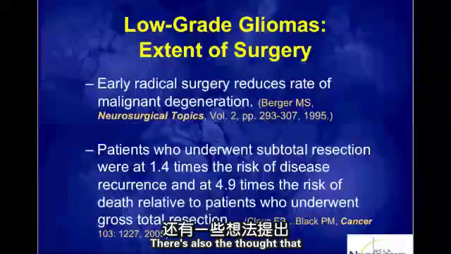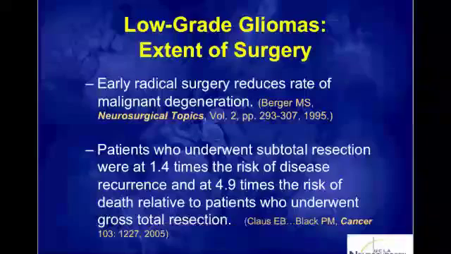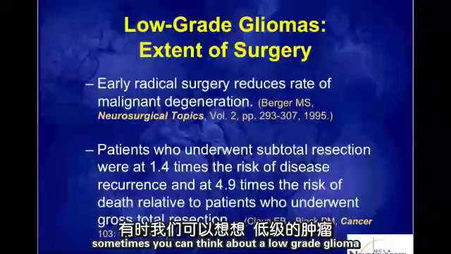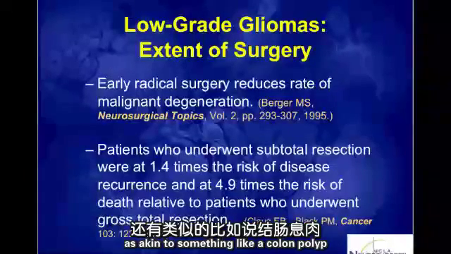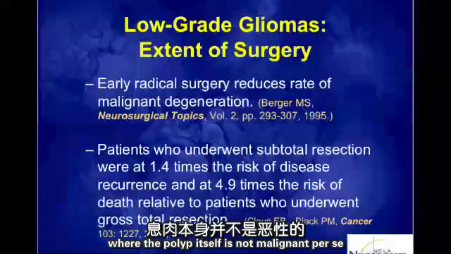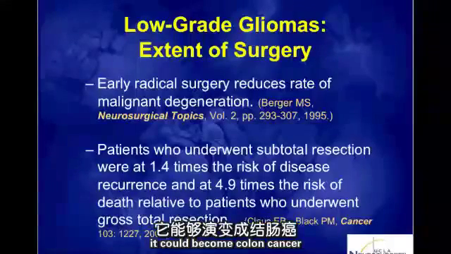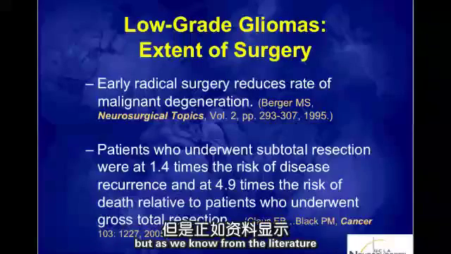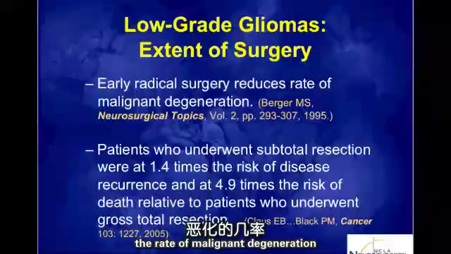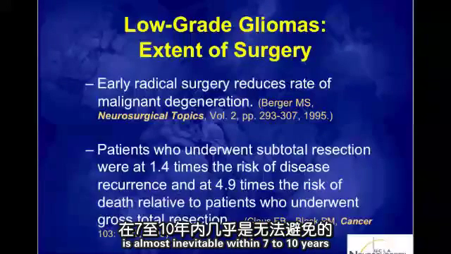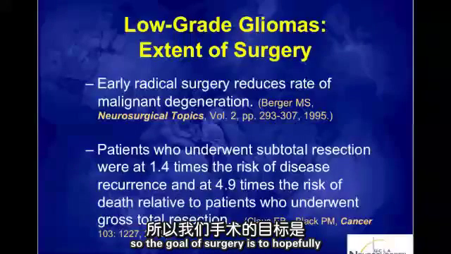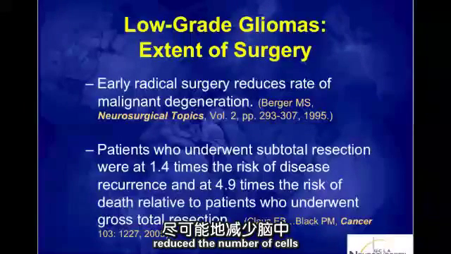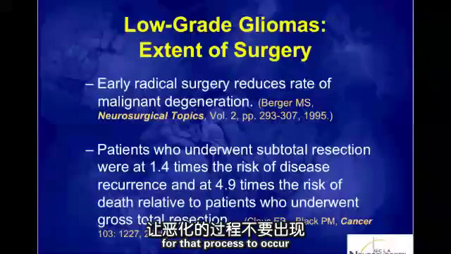There's also the thought that early radical surgery reduces the rate of malignant degeneration. Sometimes you can think about a low-grade glioma as akin to a colon polyp, where the polyp itself is not malignant per se, but at some point in the future it could become colon cancer. So a low-grade glioma may be dormant and not really doing anything at the time, but as we know from the literature, malignant degeneration is almost inevitable within 7 to 10 years. So the goal of surgery is to hopefully reduce the number of cells left in the brain for that process to occur.